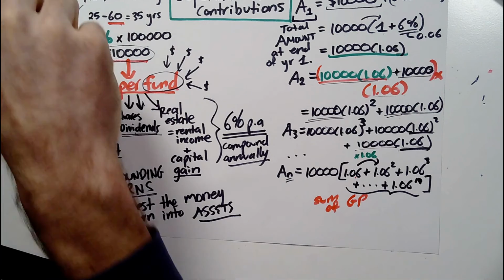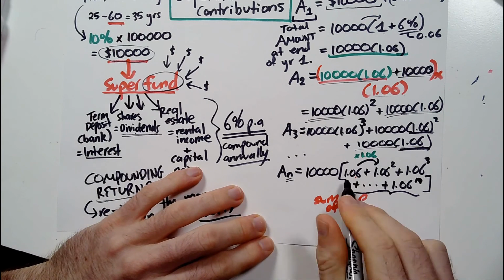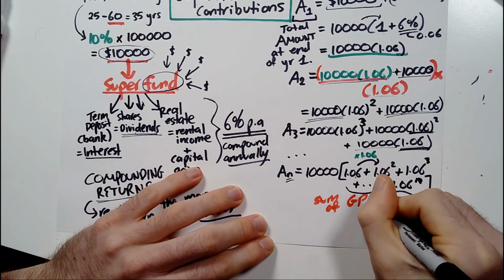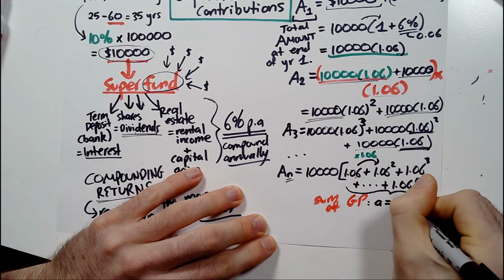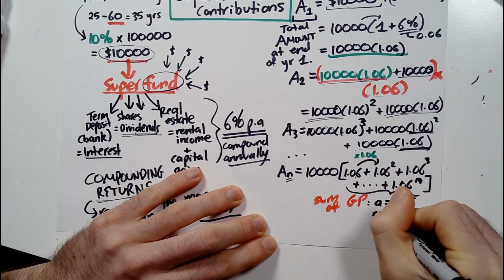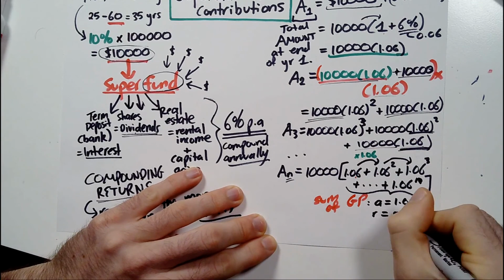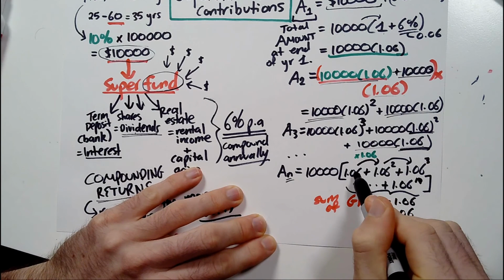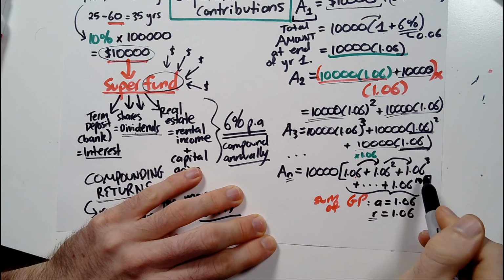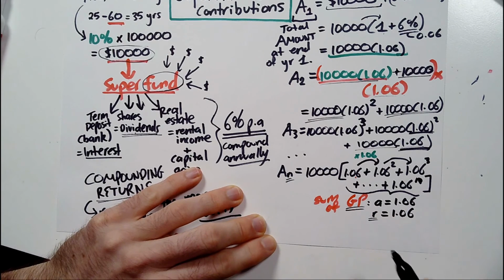So ignore the $10,000 for a second, that can stay out the front, but we have a geometric progression within the square brackets here, whereby the first term, and this is why I reversed the order, is 1.06, and the common ratio between all of these is 1.06 as well, because the common ratio is the number by which each term is multiplied to get to the next one. And if it's the same each time, you have what's called a GP.